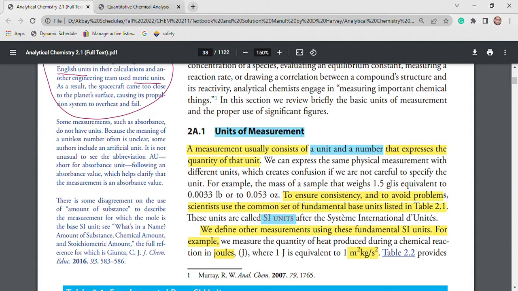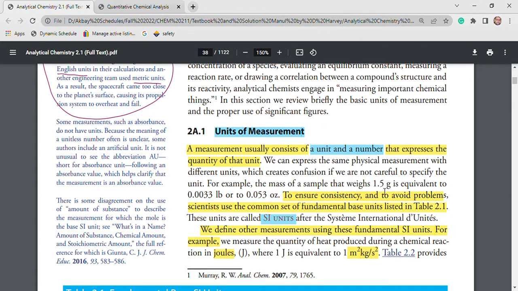But we use different units for mass or for weight. For example, we use pounds and ounces in the United States. This is the English system, of course. We also have the metric system, like grams. But in the scientific community, in scientific publications, we always use the metric system, SI units.